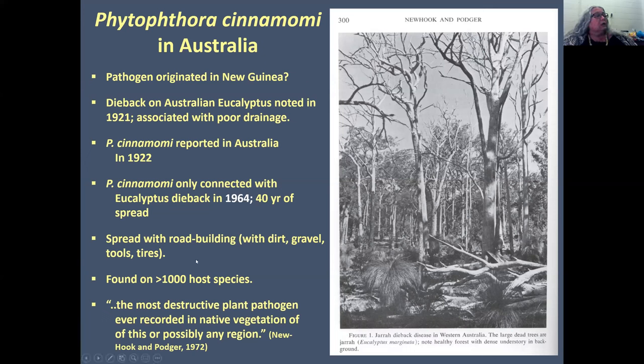Unfortunately, this organism has a very, very wide host range and is reported now on over 1,000 species. And when it got into native Australian habitats, none of these plants had ever encountered it before, and they were devastated. Newhook and Podger, two researchers, called it the most destructive plant pathogen ever recorded in native vegetation of this or possibly any region.